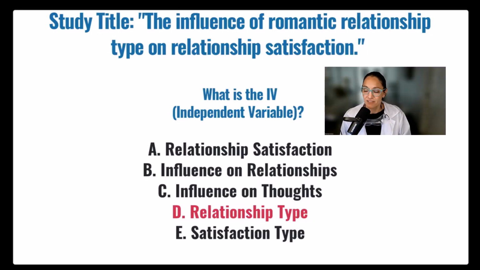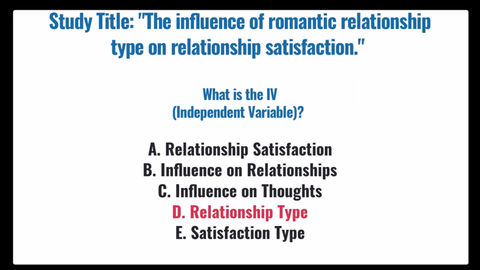The phrasing of the study title here is pretty helpful for us because it gives us the language of, quote unquote, "the influence of." So we know which one is fulfilling the role of our independent variable, which is the influencer. And that says romantic relationship. Out of all the options below, we could see data captured as relationship type.